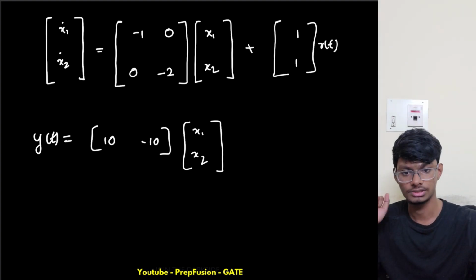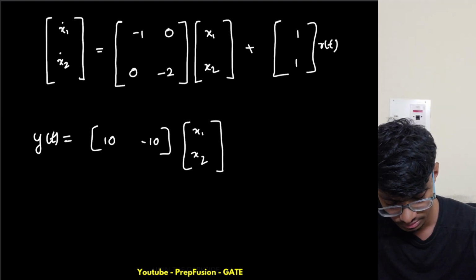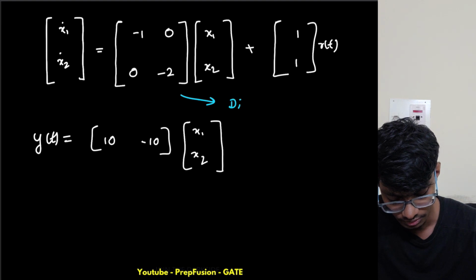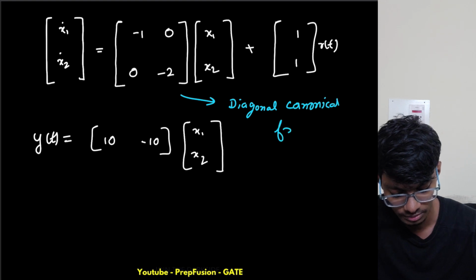So this is basically my state equation, very simple. What we see is that this is the diagonal canonical form. Canonical means minimized, the minimum number of state variables.